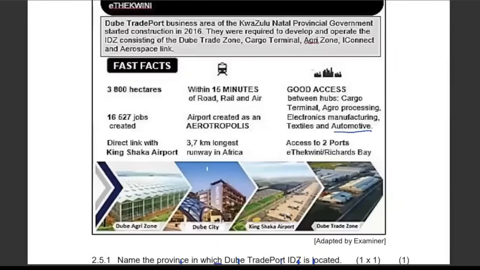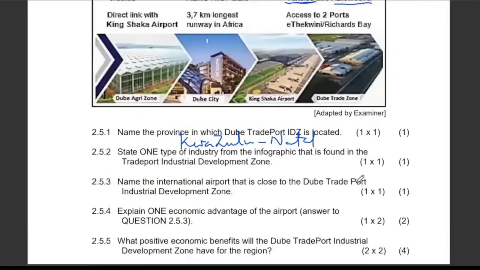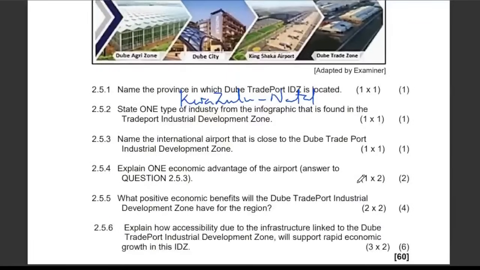The automotive, we're saying the manufacturers of motor vehicles, they are part of the industries found there. And also if you check the textiles, the manufacturer of cloth, they are also found there. And also electronics, and also agro-processing is present in that industrial zone. So basically from the text, we can identify those as part of the industries found in Dube Trade Port. It only needs one. You just pick one from the given set of the types of industries.